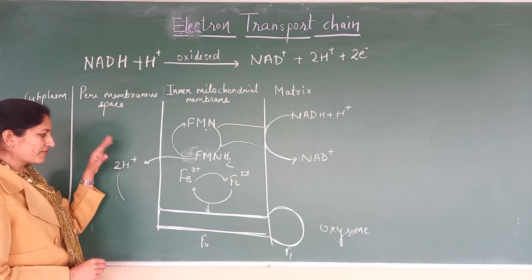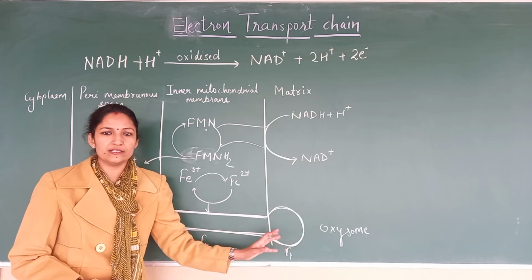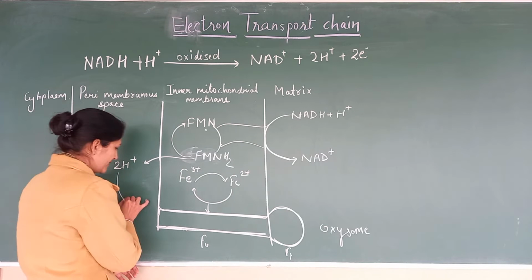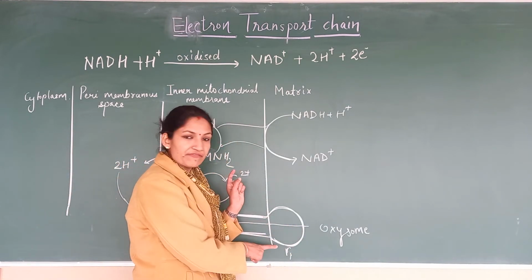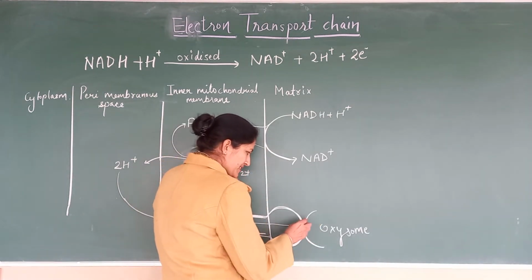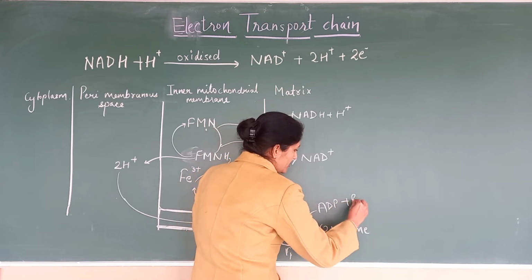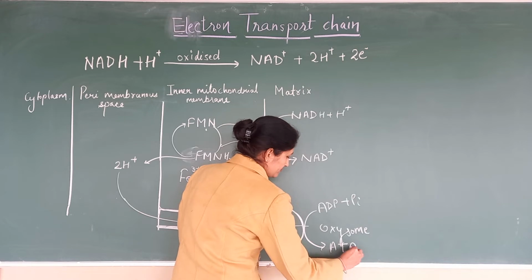So they'll start moving from their higher concentration to lower concentration as per the chemiosmosis. Fine. So when they move at this particular F1 particle, the enzyme ATP synthetase is present. This is going to convert ADP and inorganic phosphate into ATP.